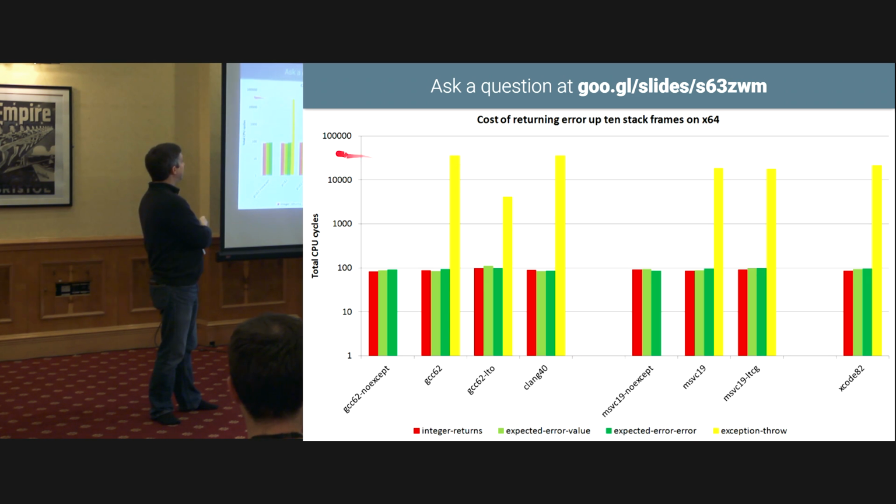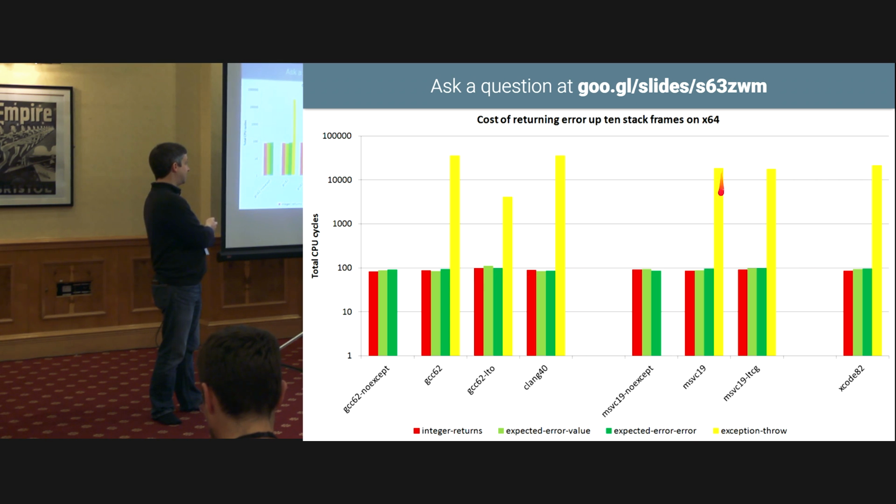So to give you an idea, that's about 30,000 CPU cycles to throw and catch a C++ exception over 10 stack frames. This is 100 cycles to return an integer error code, or as you might notice, expected is extremely close to integer error codes. There's virtually no overhead all the way over here. The C++ exception throw and catch is unbelievably expensive on modern CPUs.